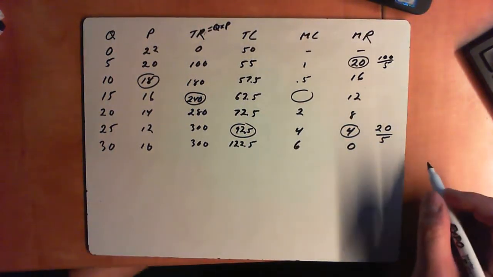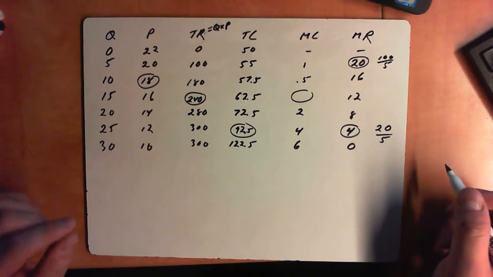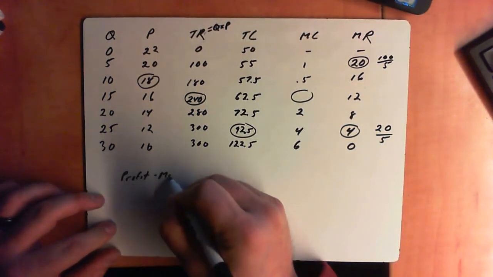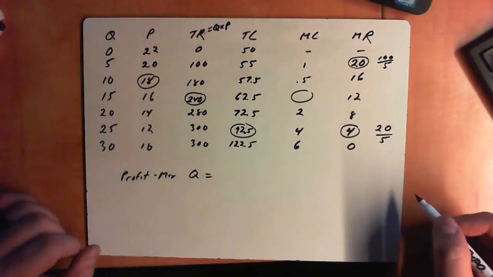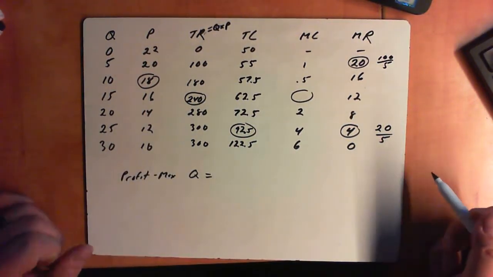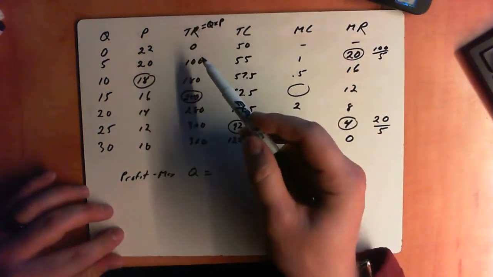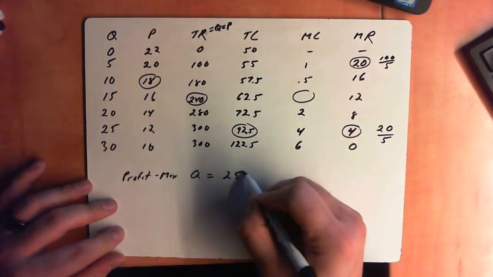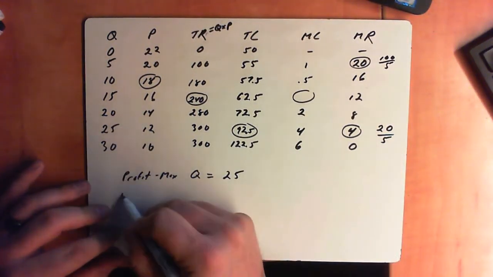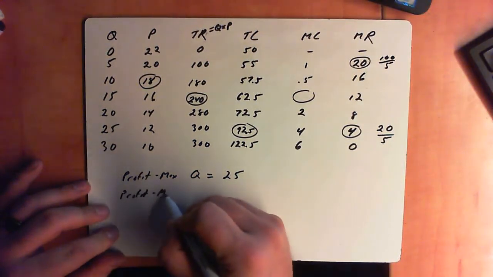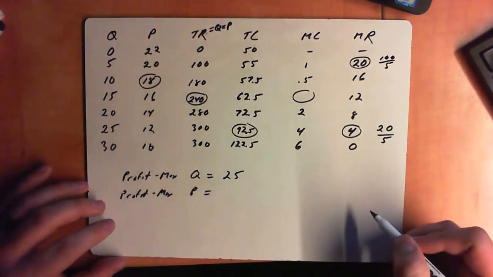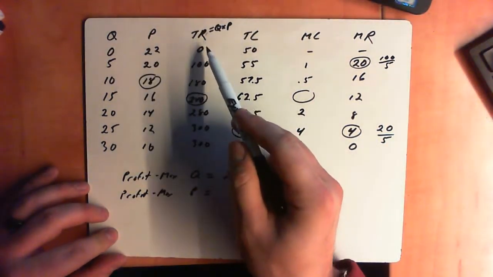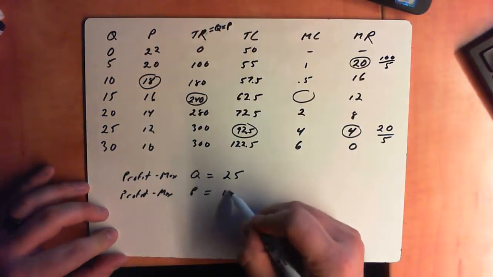So then the next question will be, what is the profit maximizing quantity? Well, where do we get to the most profit? We reach the most profit at 300 in the first place, so profit maximizing quantity is 25. Now, what's the profit maximizing price? Well, the price at which we reach the highest revenue first is 12.